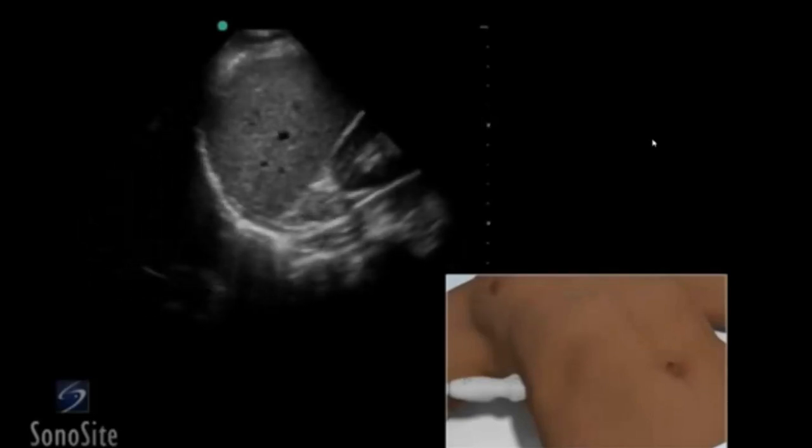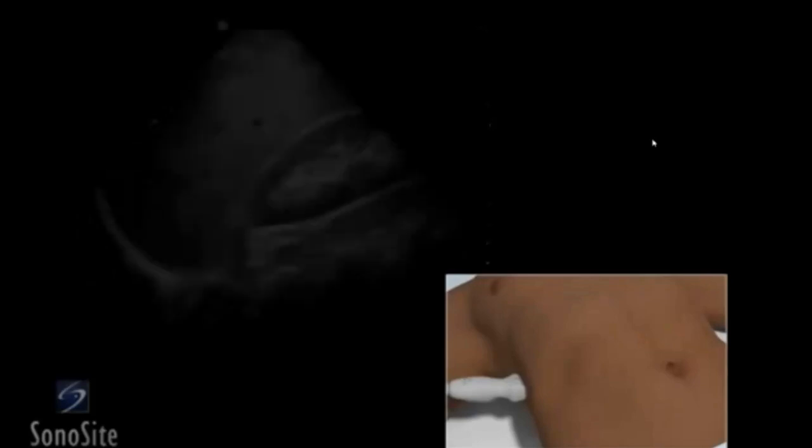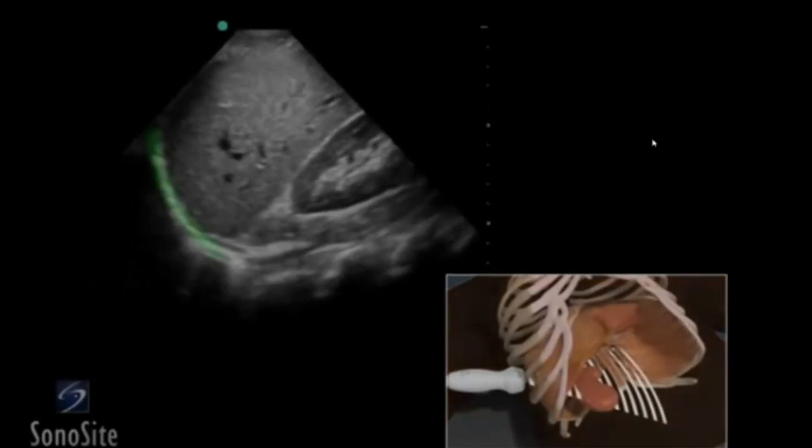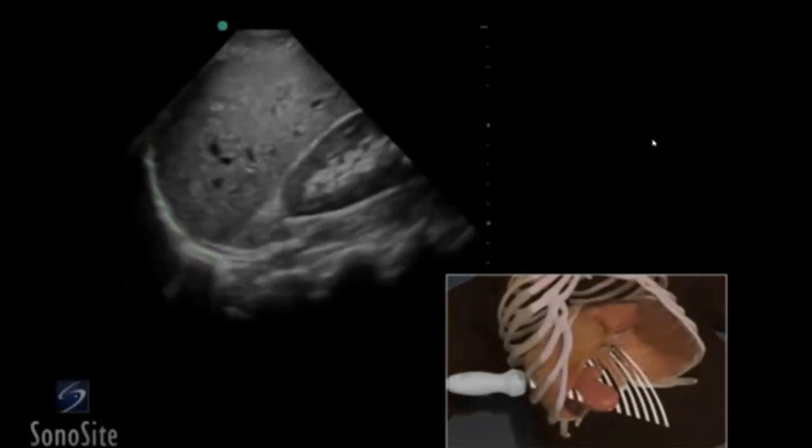So this view that we are seeing here on the screen at the moment is not a sufficient view because we're not able to visualize the tip of the liver and the superior pole of the kidney. So it's only a partial view.